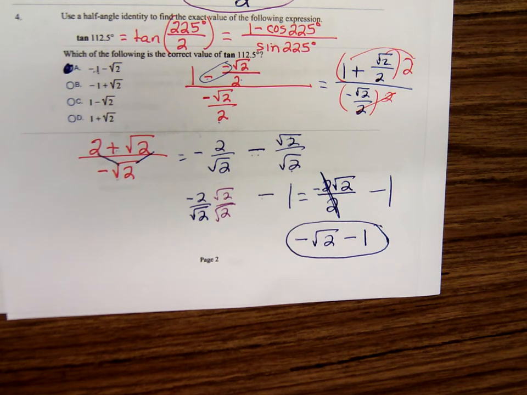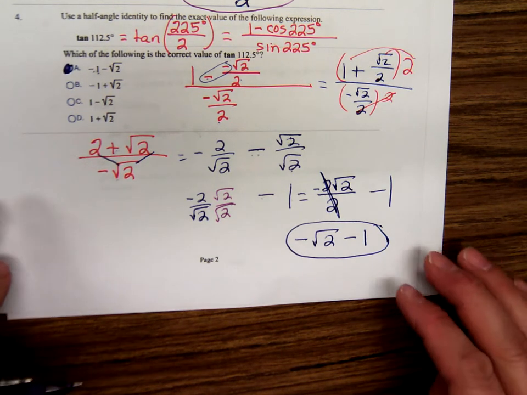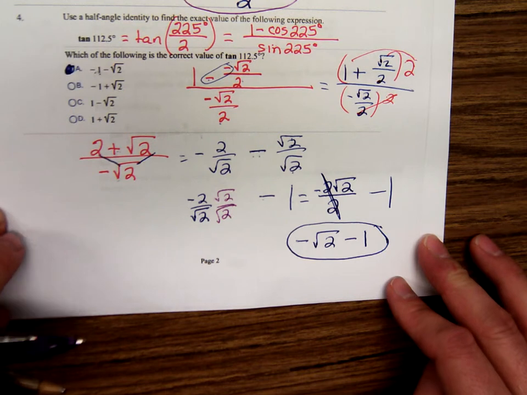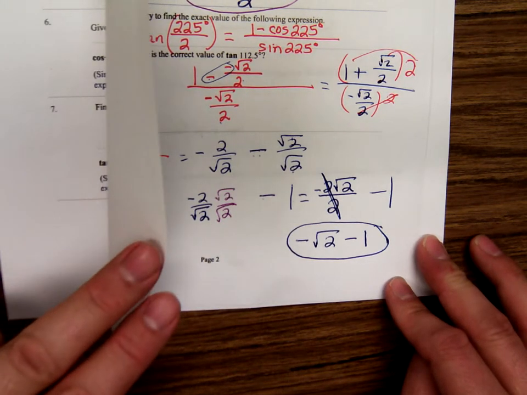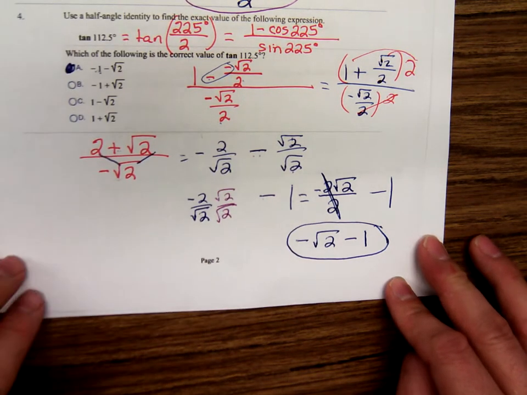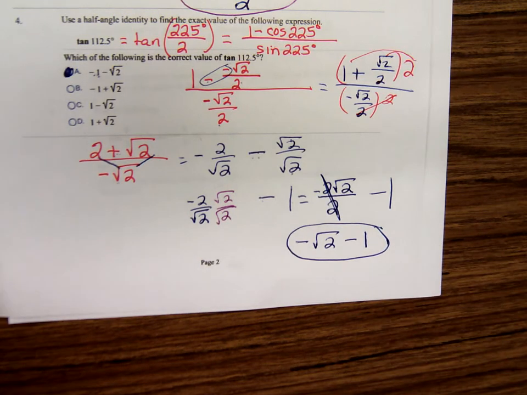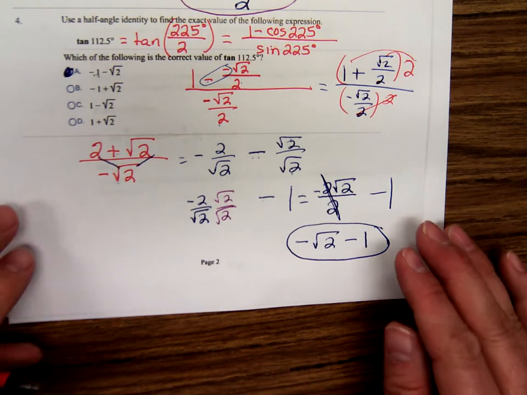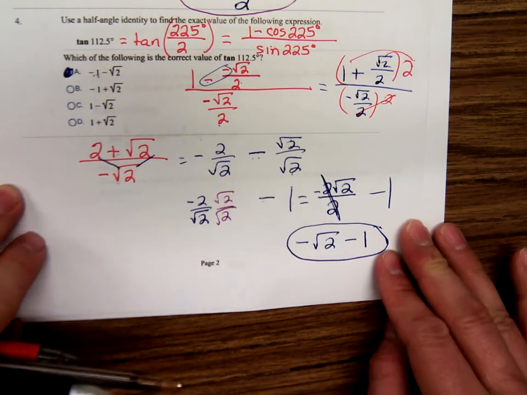Okay. Any questions over that? These half angle identities can look a little intimidating at first glance. Are we ready to try another one like that?